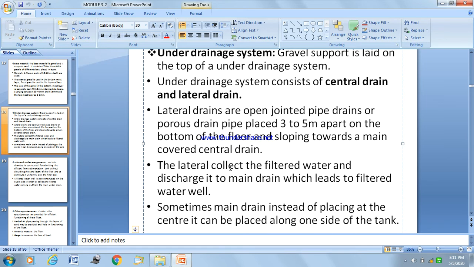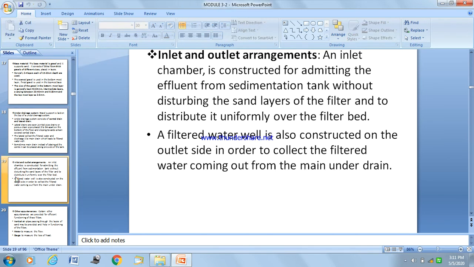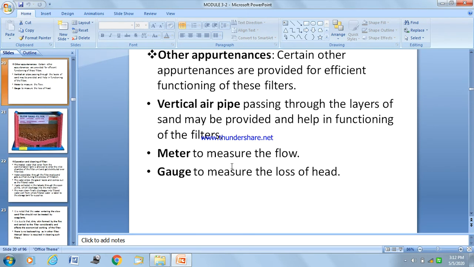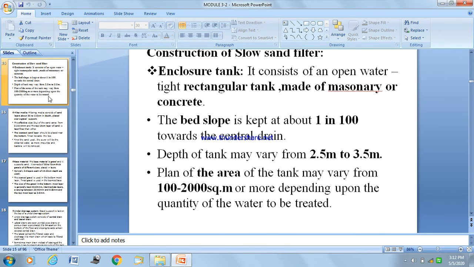Okay. Next one is the inlet and outlet arrangement. Here there will be an inlet and outlet arrangement where the water enters from the sedimentation tank into the filtration tank, and the outlet side is to collect the filtered water coming out from the main under drain. Other apparatus you can find is one vertical air pipe, a meter to measure the flow, and a gauge to find the loss of head.